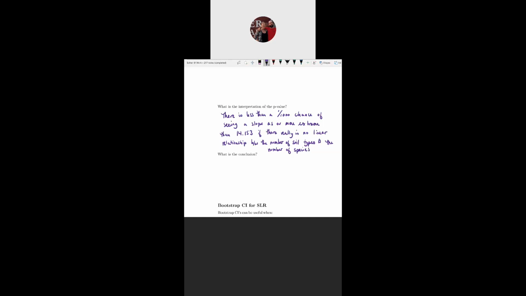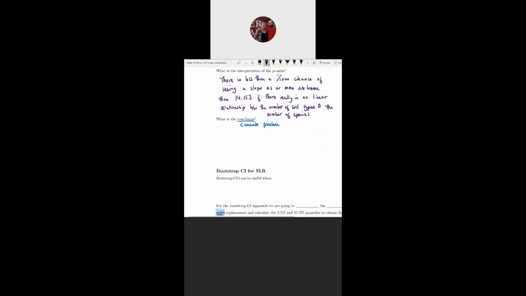All right. Now, the conclusion. So as a reminder, the conclusion, this is where we are going to evaluate the p-value using our hypotheses. So first part of the conclusion is about the null.